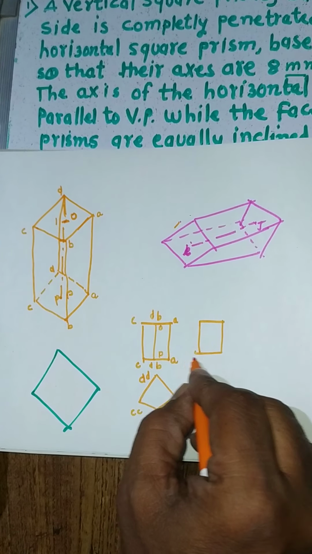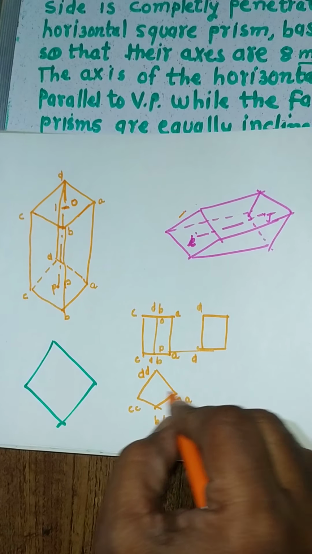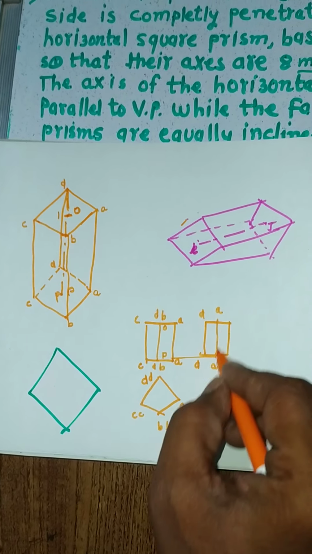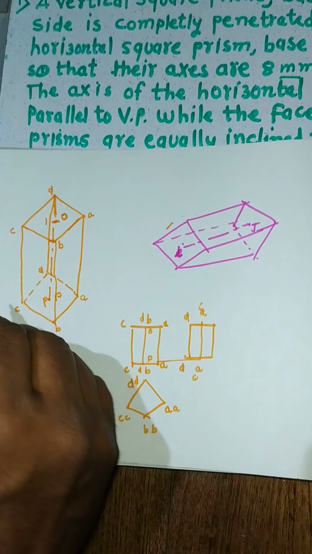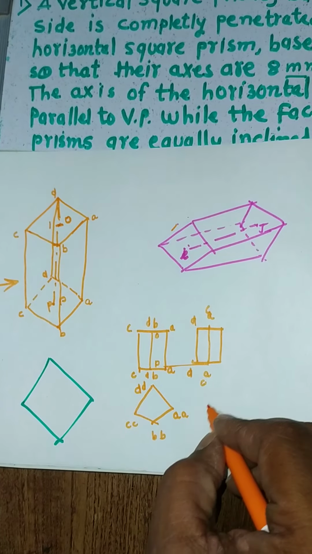Now these points are transferred in the side view. This is the point DD. This is the point AA as well as CC. If you observe from the left side, this is the point BB. These are the projections of the vertical solid, that is the square prism.